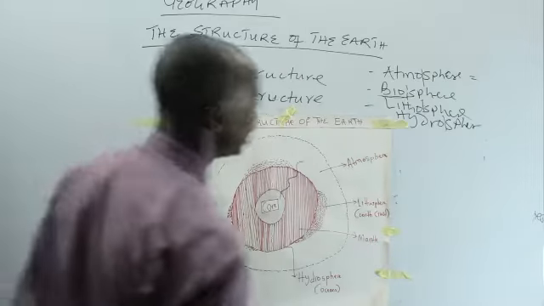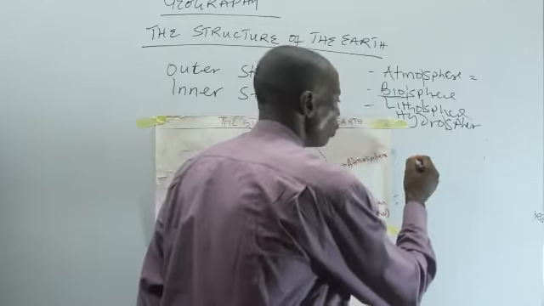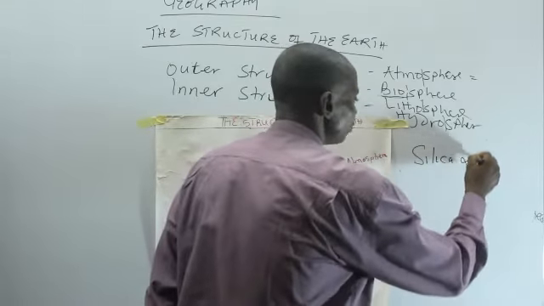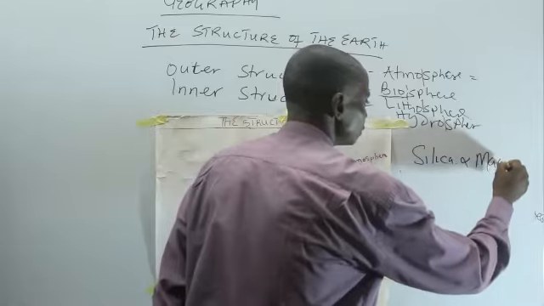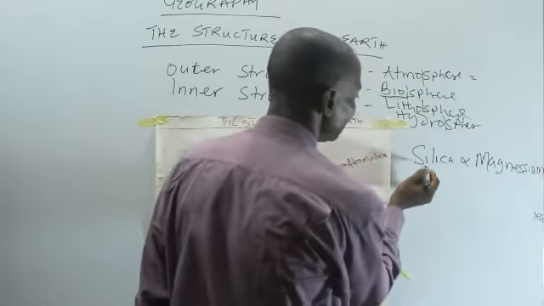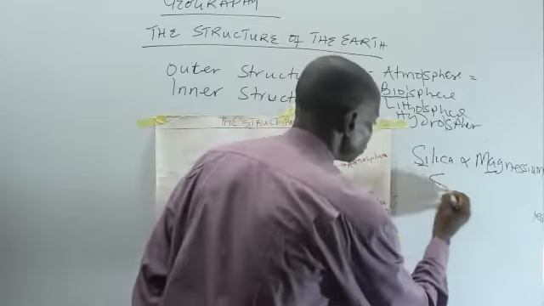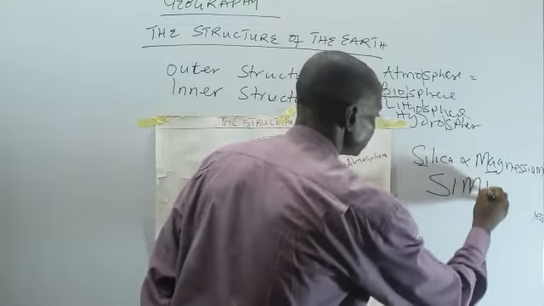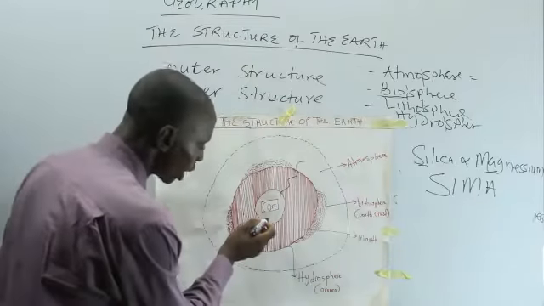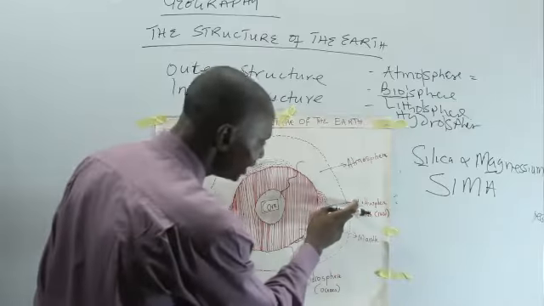The lithosphere is made up of the mineral constituents of lithosphere. We have the silica and magnesium. If you take the first two letters and the first two letters, it is known as what? Sima. Are you hearing me? Now, you talk about core. That is the barysphere. Here is the lithosphere.